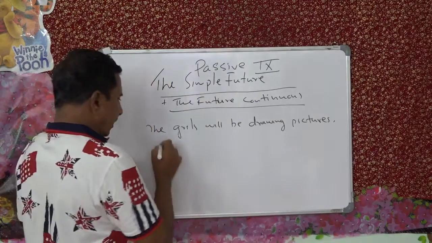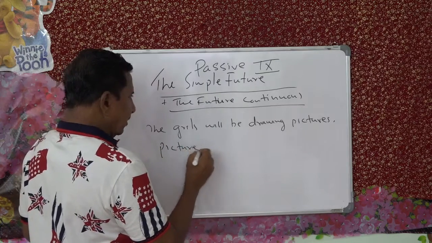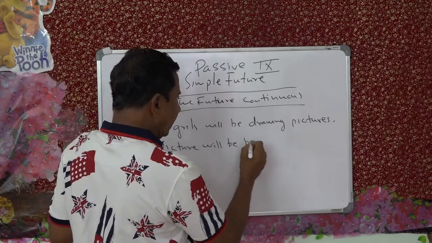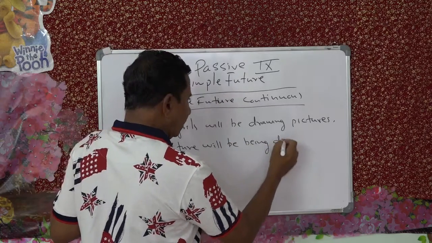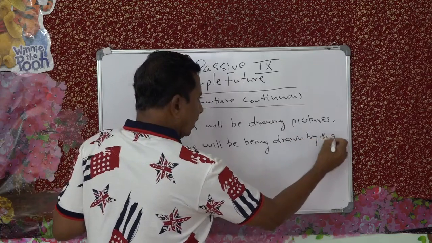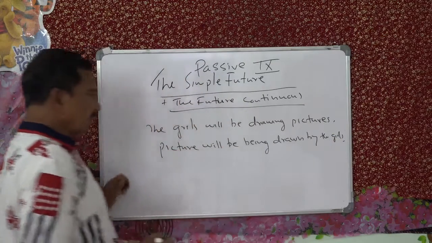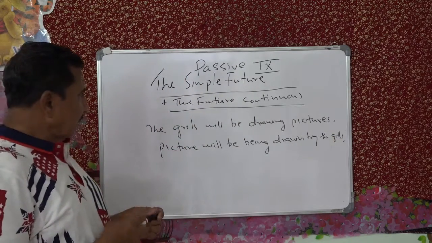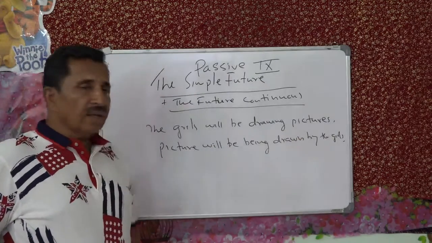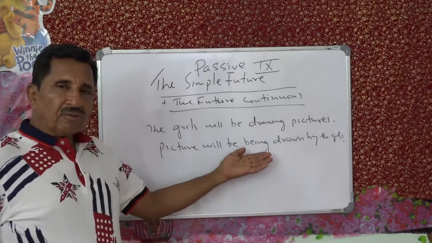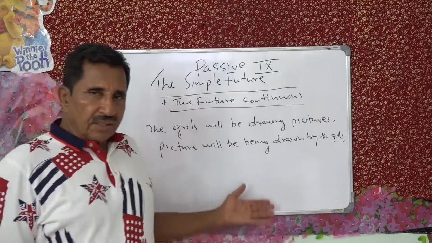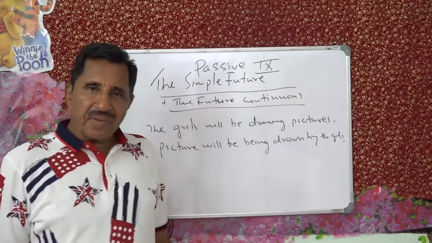So, pictures will be being drawn by the girls, with the past participle. That's all. The girls will be drawing pictures. Pictures will be being drawn by the girls. Because it is continuous tense, of course, we have got being. For all the progressive sentences you need being, isn't it?